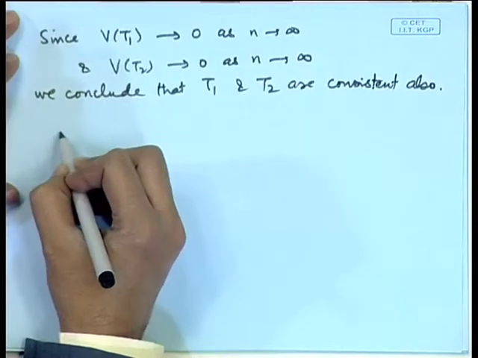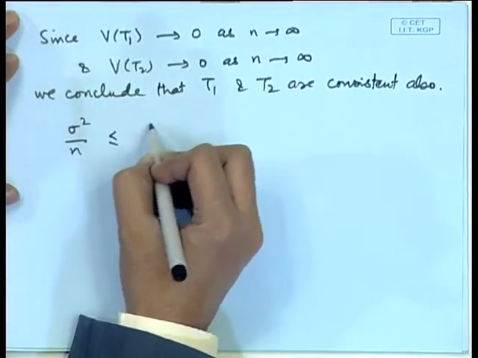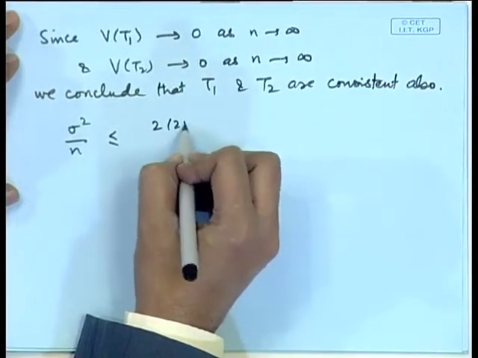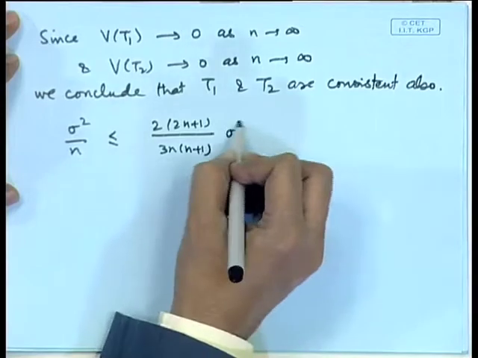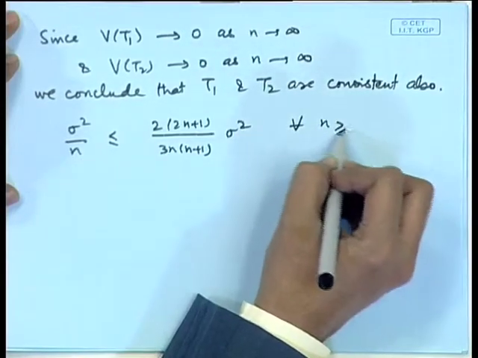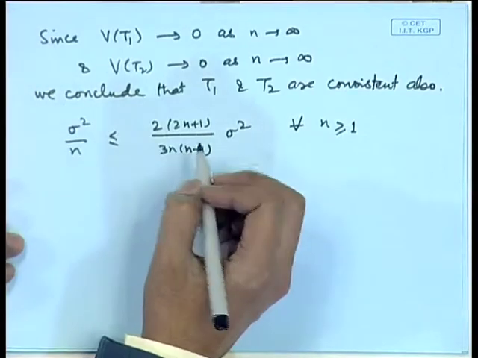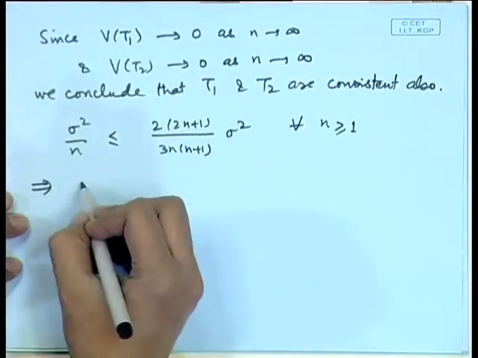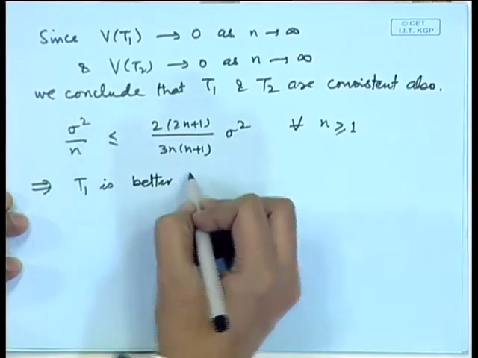So, again which one will we prefer? We compare the variances. You can see easily that sigma square by n is less than or equal to 2 into 2n plus 1 by 3n into n plus 1, sigma square for all n greater than or equal to 1. Actually, for n equal to 1 the two sides will be equal. So, this implies that T1 is better than T2.